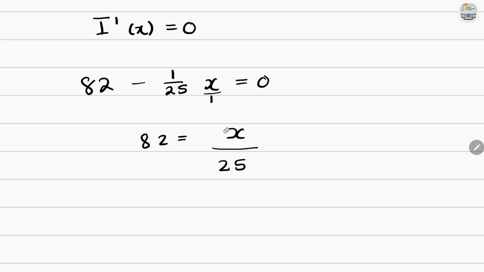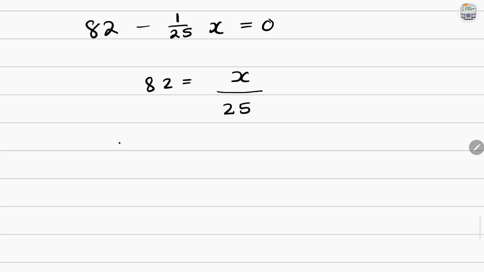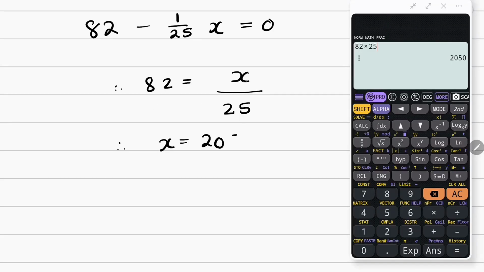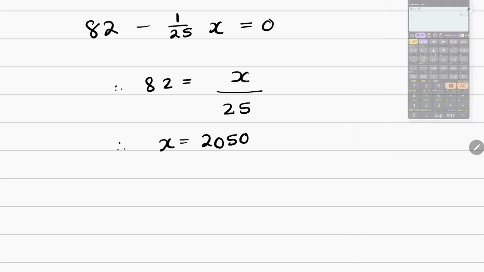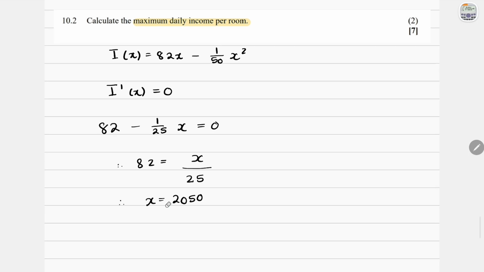So 1 times x is x, 25 times 1 is 1. Okay, this is what we have, and now we can cross multiply. So x is finally equal to, 1 times x is x, and then 82 times 25. And that is 2050, okay? So we have 2050, and this is specifically the x value at which this will have a maximum value.